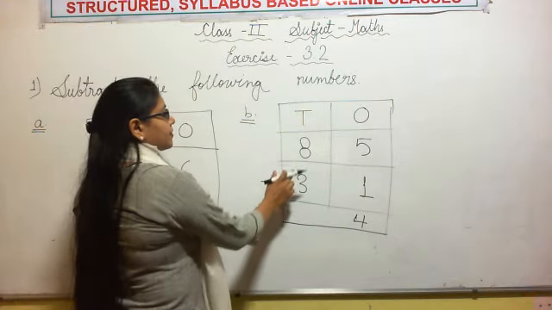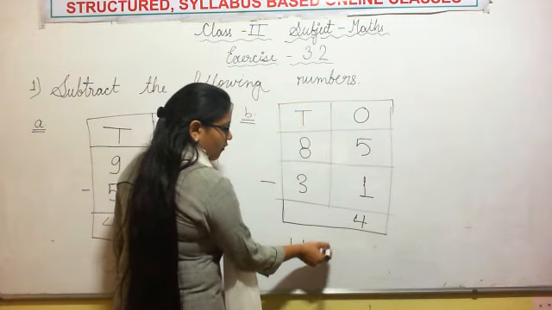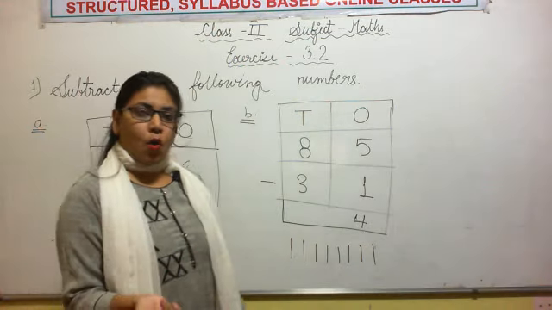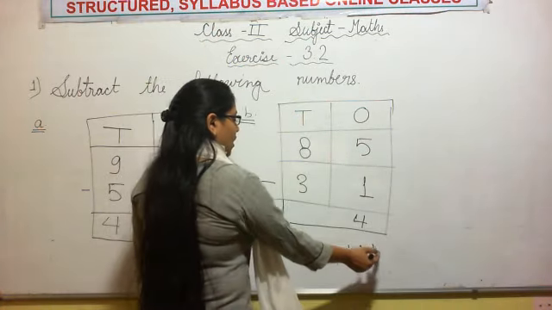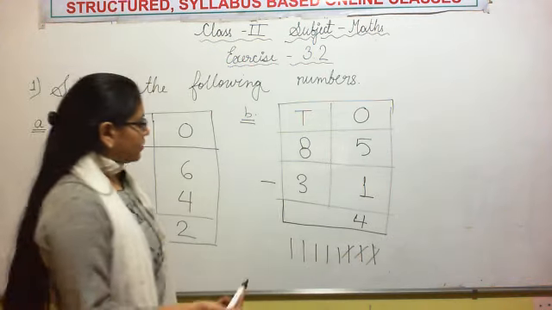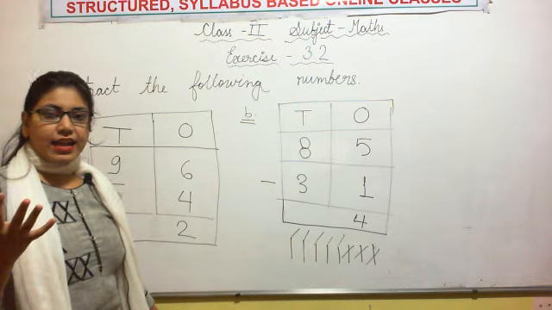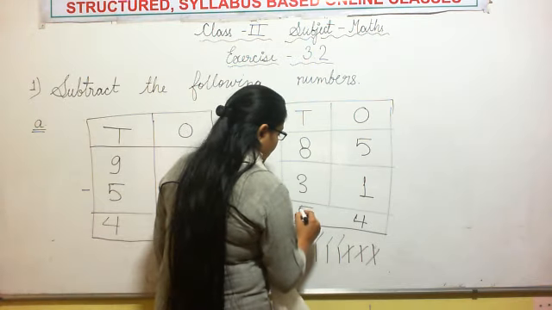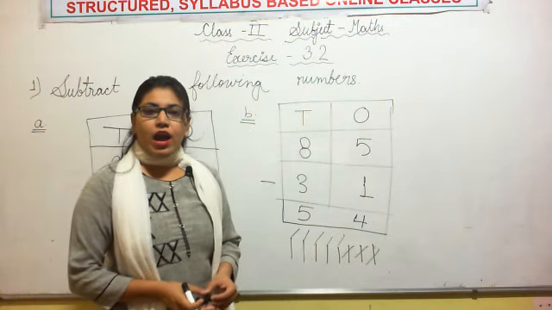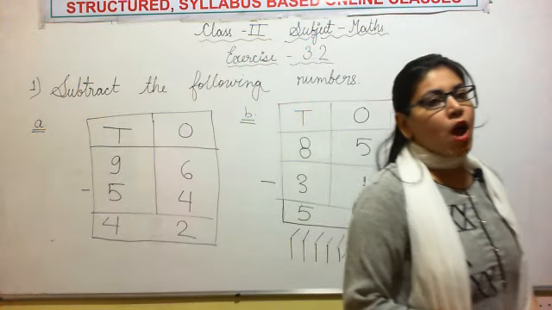Okay. Now 8 minus 3. So we will draw 8 sticks first. Let's draw 1, 2, 3, 4, 5, 6, 7, 8. Minus 3 is there. So we will cancel out 3 sticks. Let's cancel 1, 2 and 3. Now we'll count the remaining sticks. So let us count 1, 2, 3, 4, 5. 5 sticks are there. So we will write the number 5. Okay. So 85 minus 31 is equal to 54. Our result, or the difference, is 54. Now note it down properly.